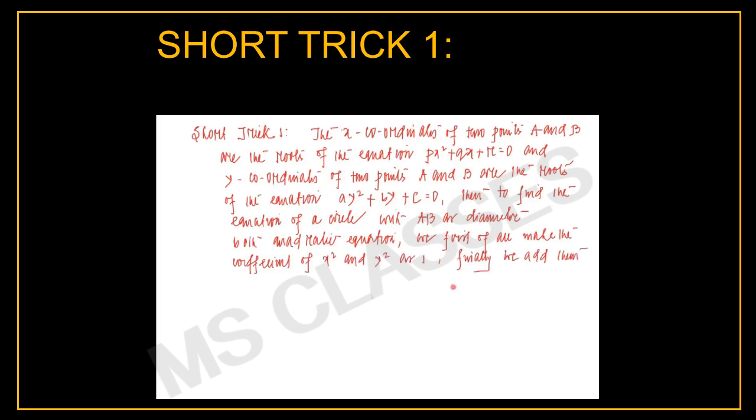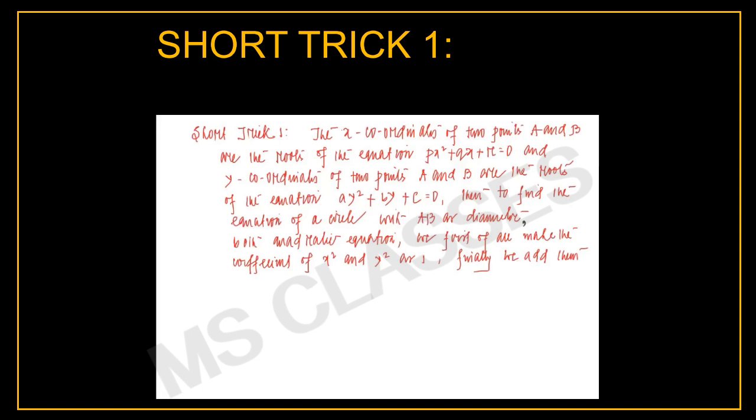So here the x coordinate of the 2 points A and B are the roots of this quadratic equation, and y ordinate the roots of this quadratic equation. Now to find the equation of a circle with AB as diameter, what we do? In both the quadratic equations, we make the coefficient of x square and y square as 1, and then we add the two equations. That is what we do.